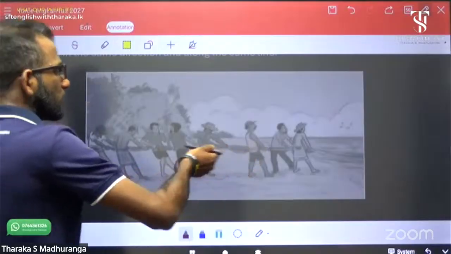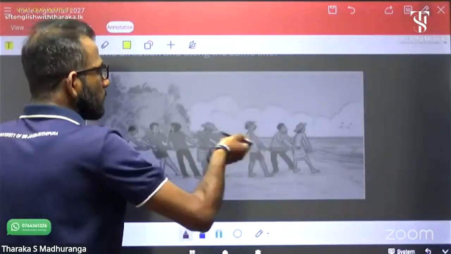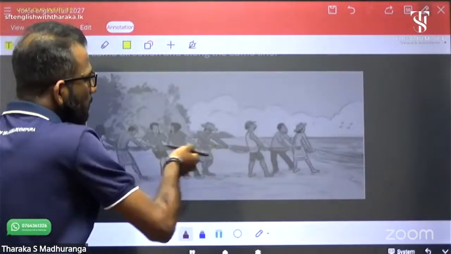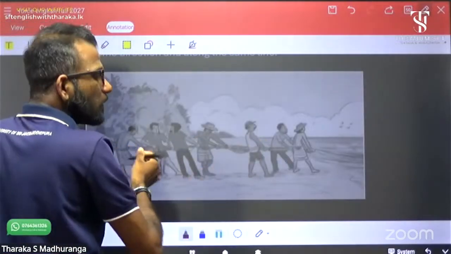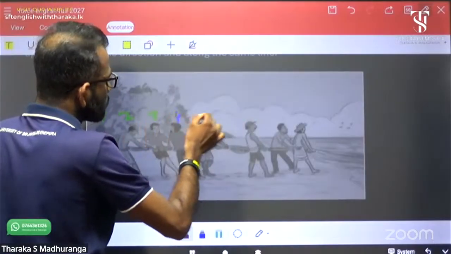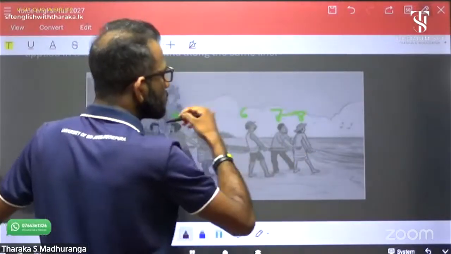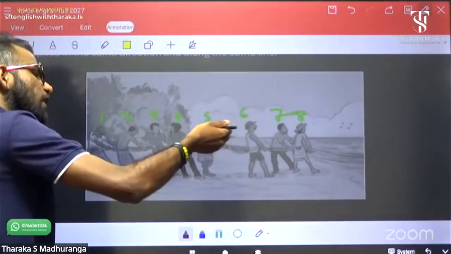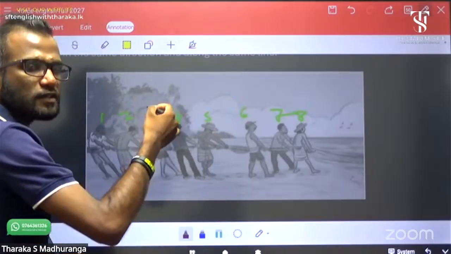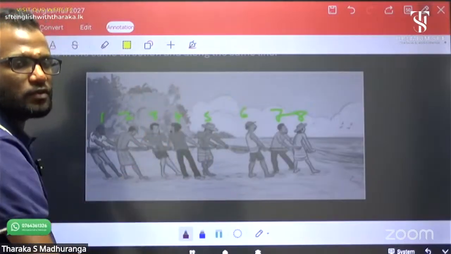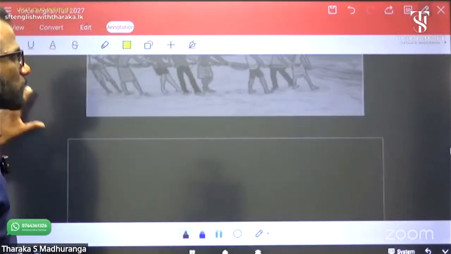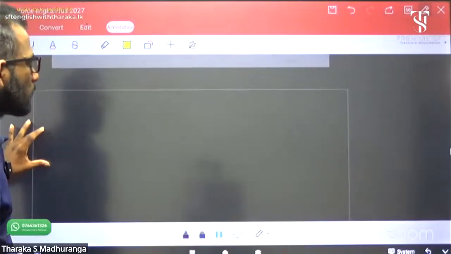See, they are pulling a fishing net. What happened there? All apply force in the same direction. Then how to get the resultant force? We can count 1, 2, 3, 4, 5, 6, 7, 8 persons. Then eight forces act in the same direction. We can get the resultant force by adding the first person's force plus the second person's force, continuing up to the final person's force. Okay, write down here.